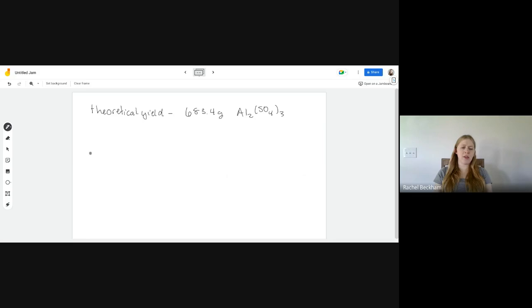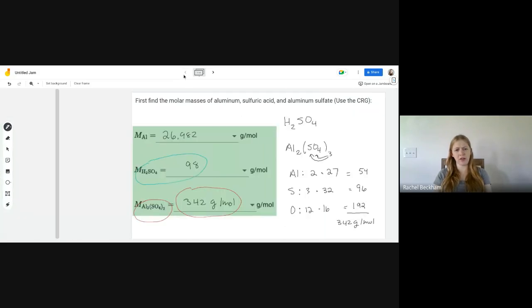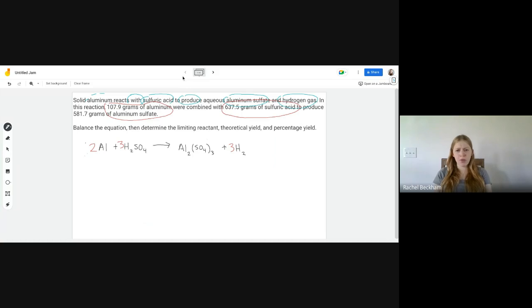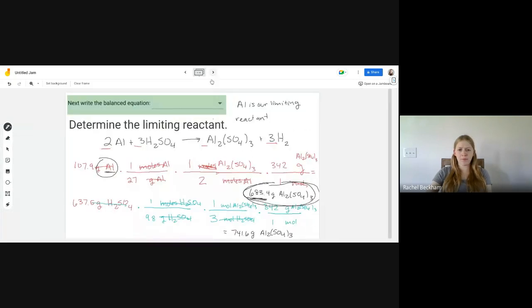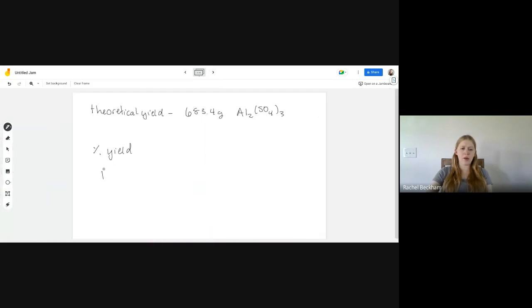Okay. And then the percent yield, I think they also ask for that. Let's look at that. They ask for the percent yield as well. In the problem here, it says that it produced 581.7 grams of aluminum sulfate. So I'm going to write that down. 581.7 grams of aluminum sulfate were actually produced. That's the actual yield. The problem always gives you the actual yield.